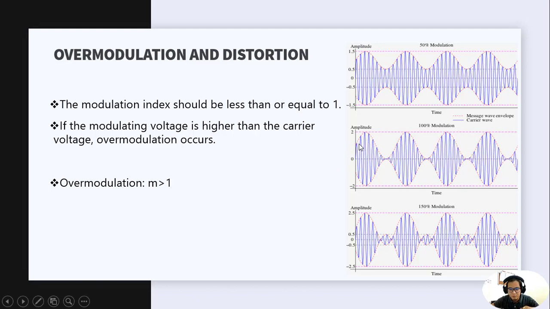Now, as you can see here, wala pa ring distortion na nangyari. So, yung positive peaks is still the shape of the modulating signal, and yung negative peaks is still the same of the modulating signal. But what will happen if our modulation exceeds 100%? In this example, it is 150% modulation. So, mapapansin nyo, yung envelope natin, nagsiswing na siya, nag-overlap na yung envelope.